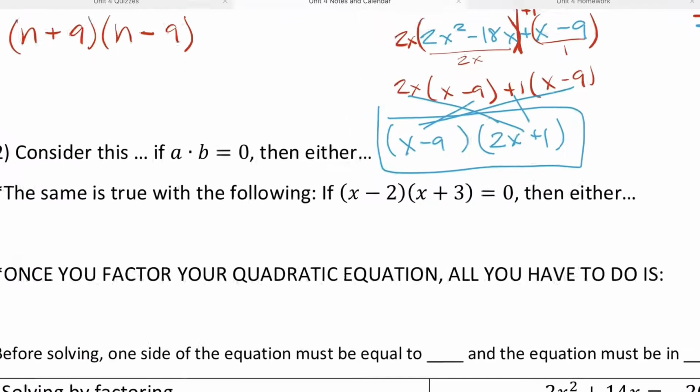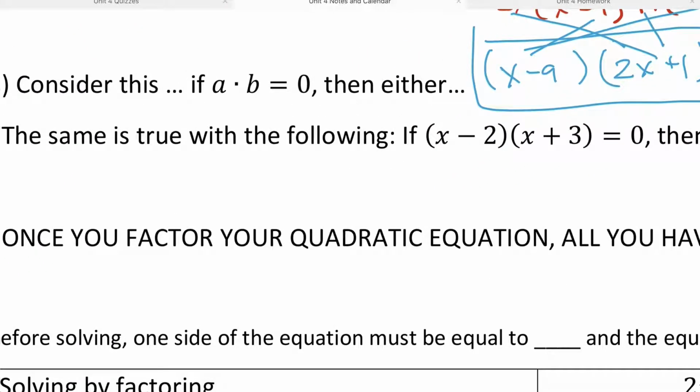Okay, so let's consider this. If a times b is equal to 0, then what do a and b have to be? You may realize that either a has to equal 0 or b equals 0. That's the only way that will actually happen.